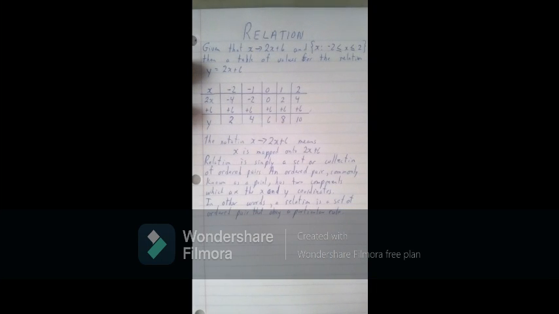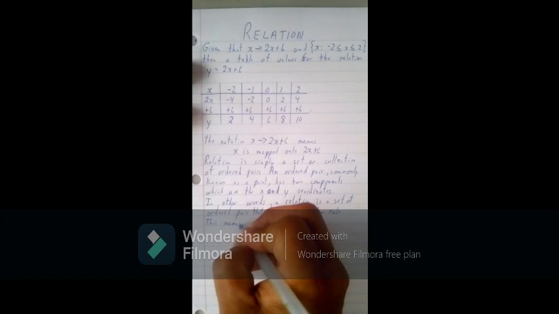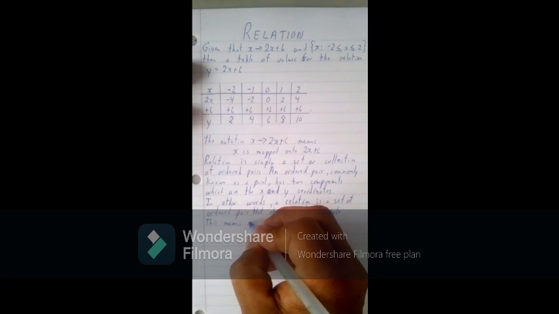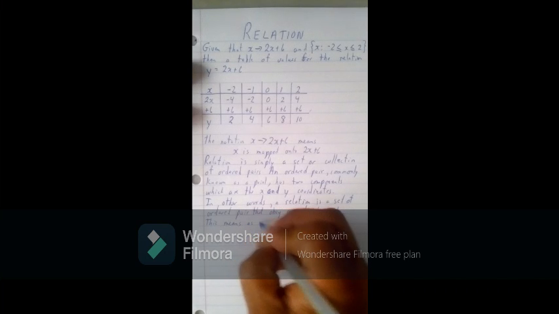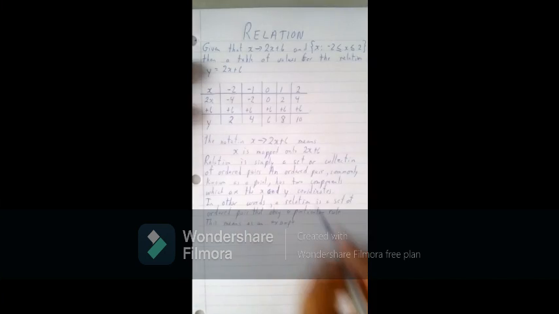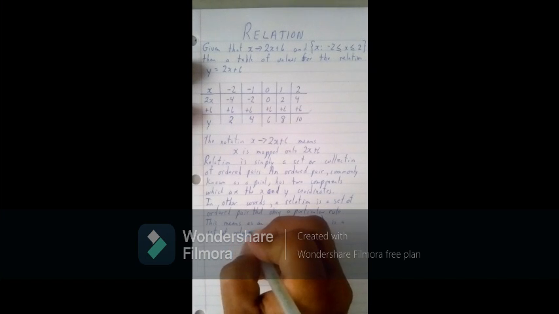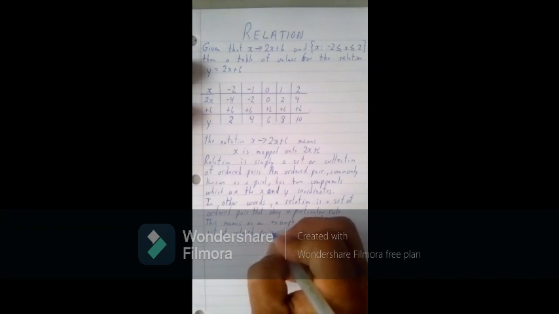Okay, this means now, as an example, I'm going to use the numbers from up here. So as an example, negative 1 and 4 is a set of ordered pairs.